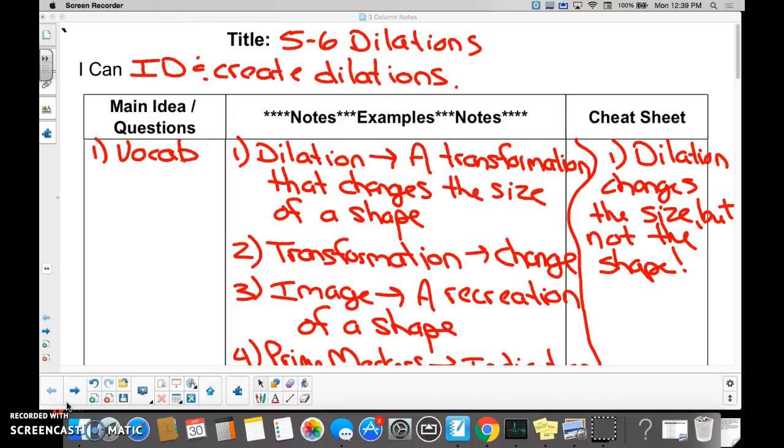It's a change, right? Are we changing the shape or changing the size of a shape? Size. We're not changing the shape. If we're changing the shape, we're not really dilating it, right? So a dilation is a transformation, as you're going to say. It's a change in which we change the size of the shape, but not the actual shape itself. Okay? Transformation is a change.